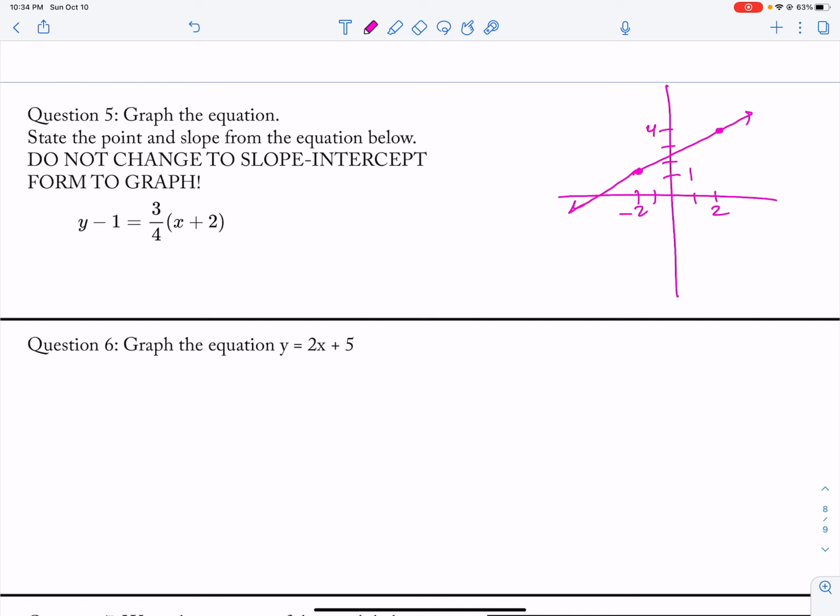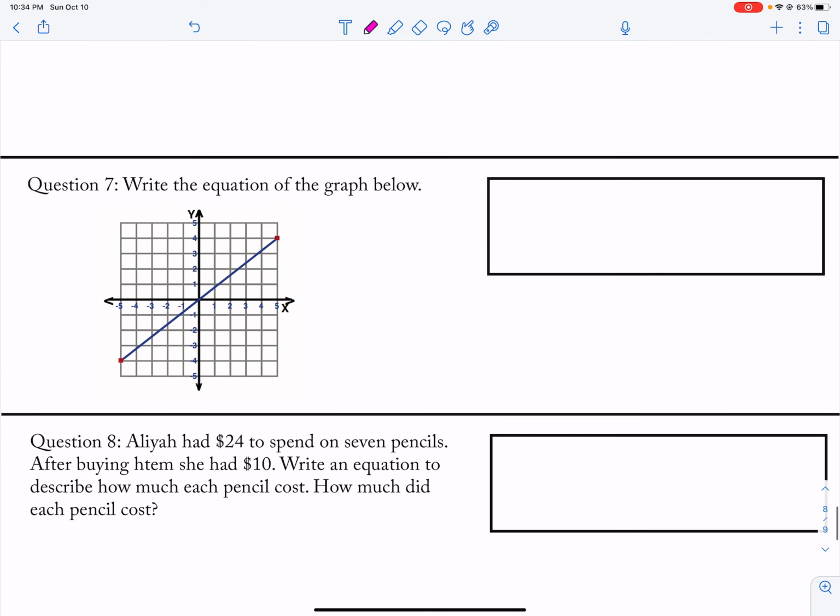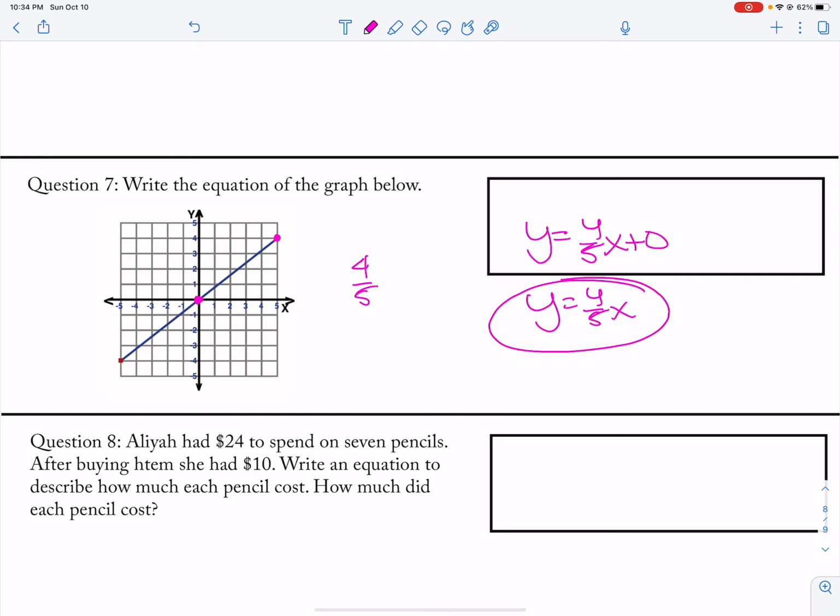That's at 2. Okay. Write the equation of the graph below. Looks like I'm at the origin. And then there's a point at 5, 4. So it looks like I go up by 4 and over 5. So then y is equal to 4/5 x plus nothing. So y is equal to 4/5 x.